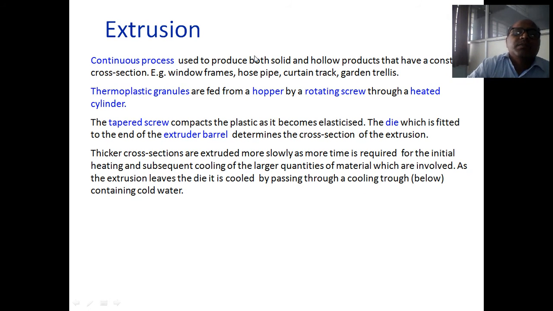So this is theory. It is a continuous process used to produce both solid and hollow products that have a constant cross section. Examples: window frame, hose pipe, curtain track, garden trellis. These are a few items which are shown. Thermoplastic granules are fed from a hopper; the plastic used for extrusion is thermoplastic. Granules are fed from a hopper by a screw rotating through a heated cylinder. The tapered screw compacts the plastic as it becomes soft. The die fitted to the end determines the cross section of the extrusion.